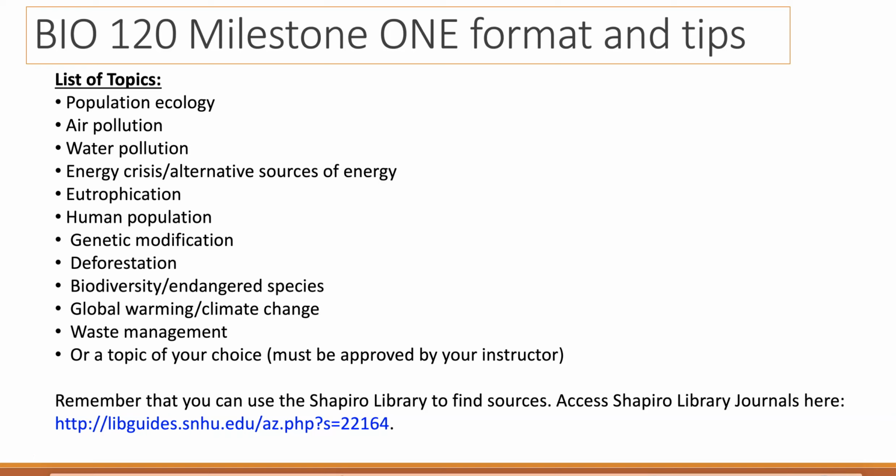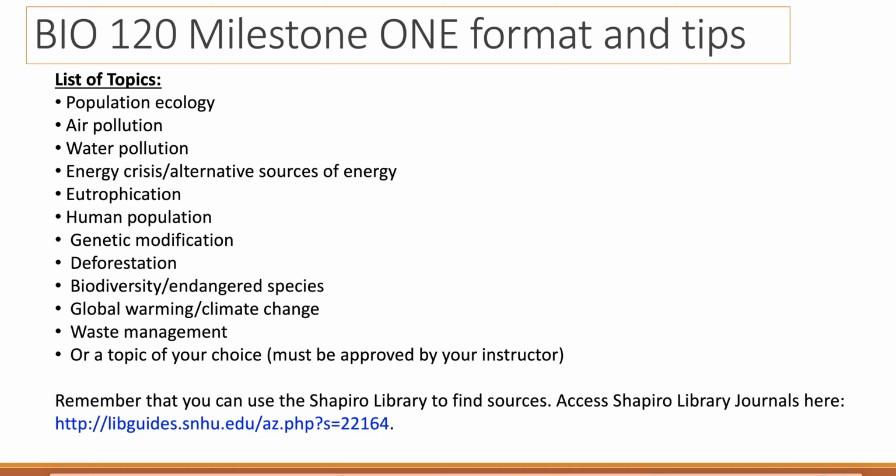So the first thing to do is pick a topic that interests you, and I really suggest that you pick one that does interest you. If you're going into conservation, maybe it's biodiversity and endangered species, or if you're interested in water ecology, maybe eutrophication. So it just depends on what you're interested in. So choose a topic that you're interested in because you are really going to delve into this topic.